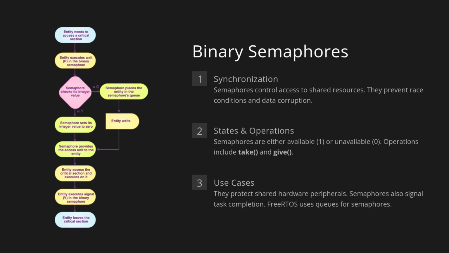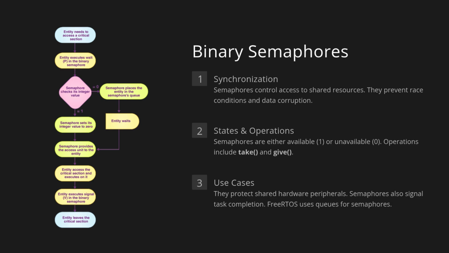An entity like a task or thread needs access to a critical section. It performs a wait operation, called P in classical notation. The semaphore checks its value. If it's 0, then the resource is unavailable and the entity is put in a queue and must wait. If the value is 1, the semaphore sets it to 0 to indicate the resource is now taken, and access is granted. The entity enters the critical section and performs its operation. When it's done, it signals the semaphore using the V operation, which sets the semaphore back to 1, allowing other waiting tasks to proceed. A binary semaphore only has two states, 1 and 0.